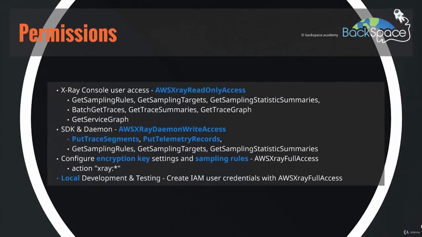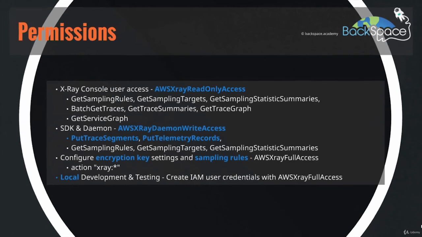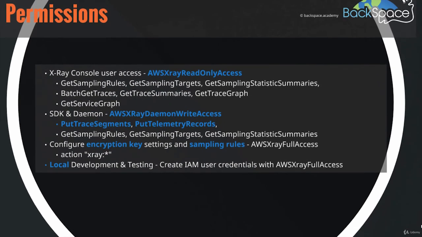In order to use the X-Ray service, your users, your application, and the X-Ray daemon that you're running on a compute environment will all need to have permissions set up in order to use that service. So if a user wants to use the console to have a look at the data that has been visualized, they will need to have permission to get that information. So there is a managed IAM policy called AWS X-Ray read-only access.